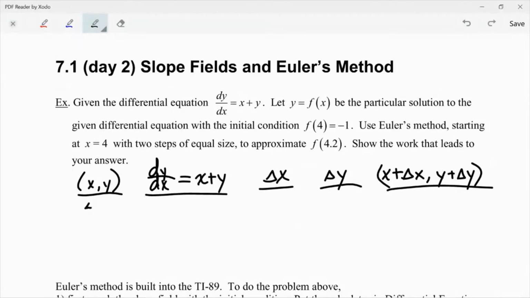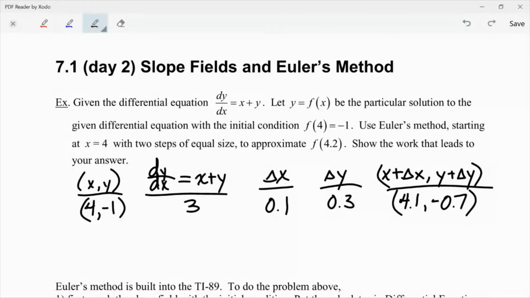Okay, so essentially this is just going to be a table, and I'm going to run through these calculations. So my first point I'm starting at is (4, -1). If I find the slope at that point, 4 plus -1 gives me 3. My change in x, well, notice it says we're starting at x equal to 4 with 2 steps of equal size to approximate f of 4.2. Well, 2 steps of equal size, that's going to be a step size of 0.1 if I want to get from 4 to 4.2. So if I go 0.1 units in the x direction and have a slope of 3, I would have to go up 0.3. And now at the end of that line segment, I would be at x is 4.1, and y would be -0.7. So that's my first line segment in Euler's method.